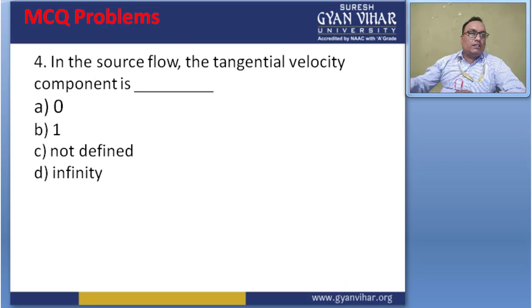In the source flow, the tangential velocity component is 0 for this case. So the correct answer is here 0. And the remaining answers are 1, not defined, and infinity. These are incorrect answers. Then move to question number 5.